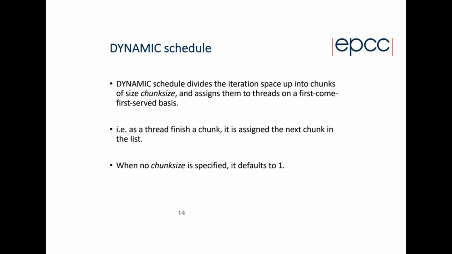Our next option is dynamic. This also divides the iteration space up into chunks of the specified size. But instead of doing a cyclic distribution, it assigns them to threads on a first come, first served basis. What that means is as a thread finishes a chunk, it's then assigned the next chunk in the list. If we don't specify the chunk size for dynamic, then it defaults to 1. So we get individual iterations being assigned to threads on a first come, first served basis.